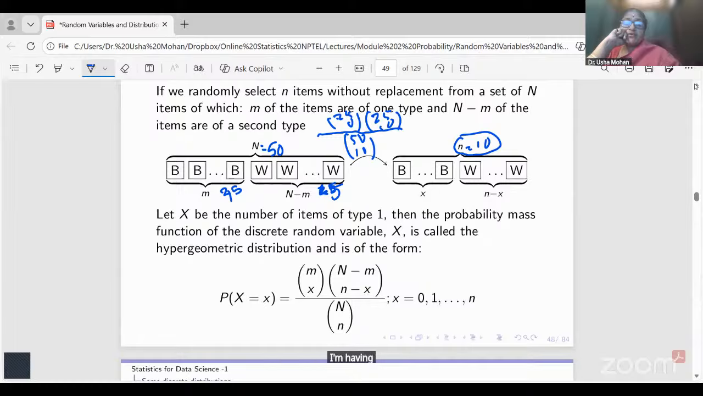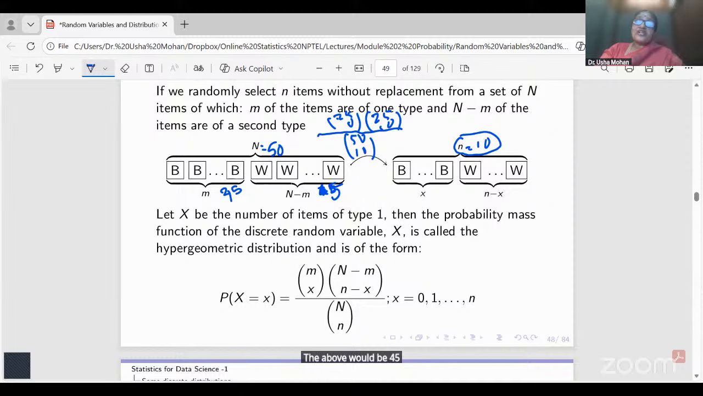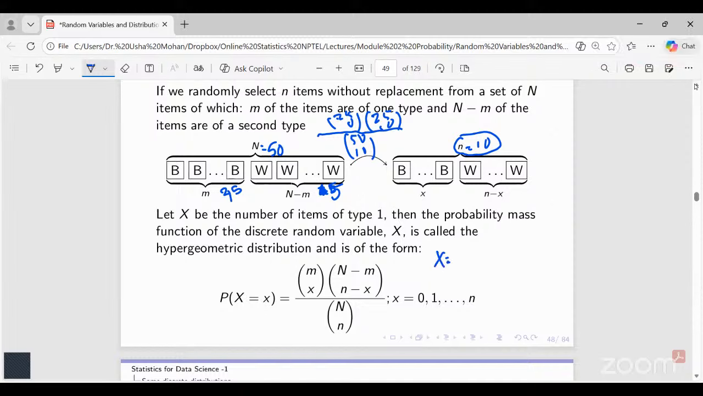I'm having 50 balls, 45 black and 5 white. So 50 choose 10, and above would be 45 choose 10. What are the values x can take here? 0 to 10.